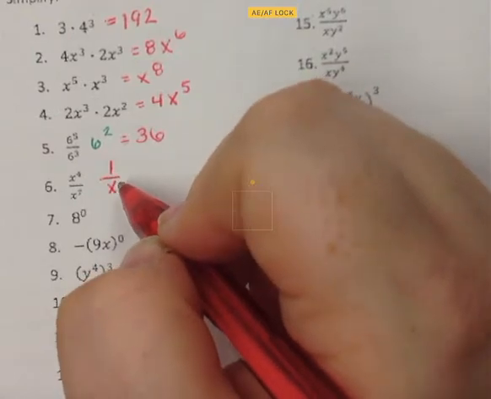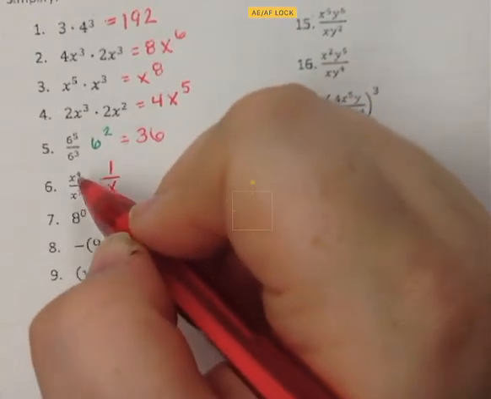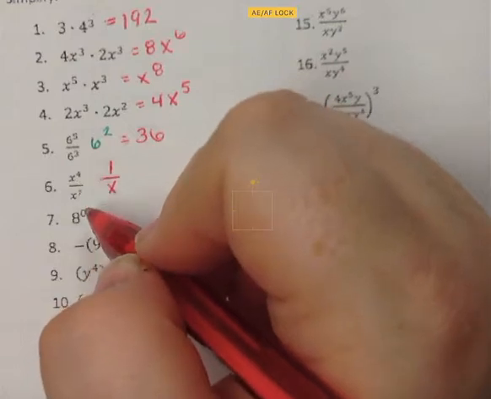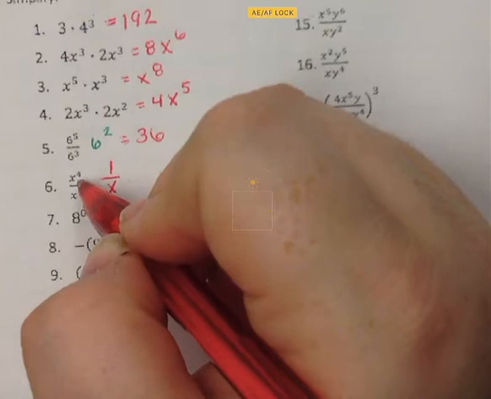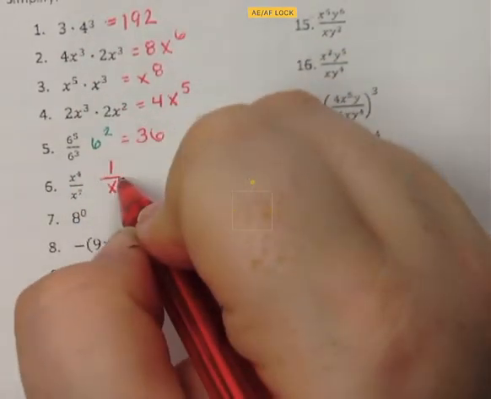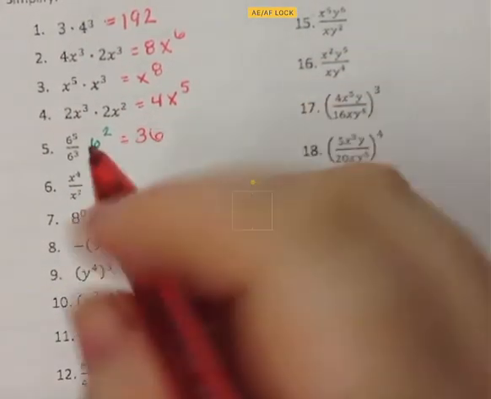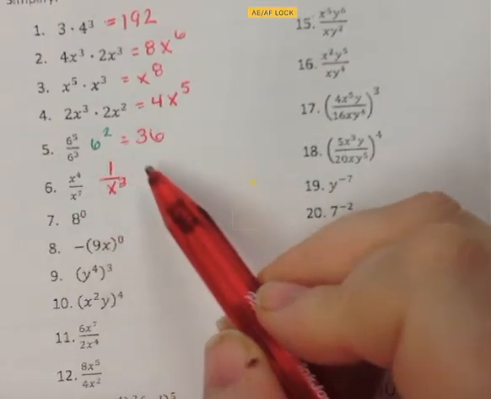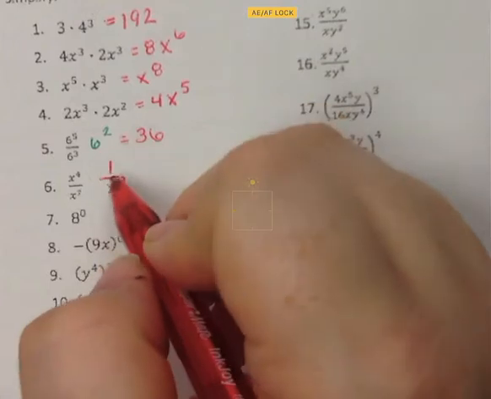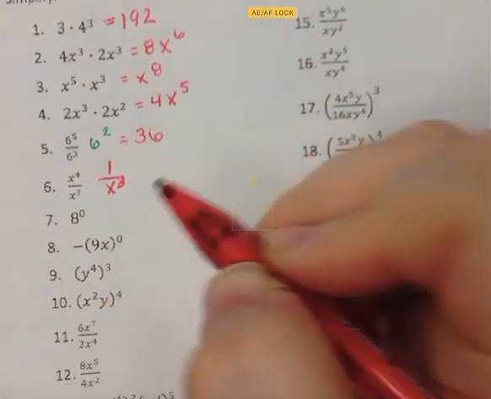Now, for the exponent, we still do 7 minus 4. We don't have to worry about the negatives. Wherever your exponent is bigger is where you start. So it's still 7 minus 4, which is a positive 3. The reason I do this is because if I did 4 minus 7, I'd get a negative 3, and then I would have to move it, and I don't want to have to worry about that. So it's 1 over x cubed.